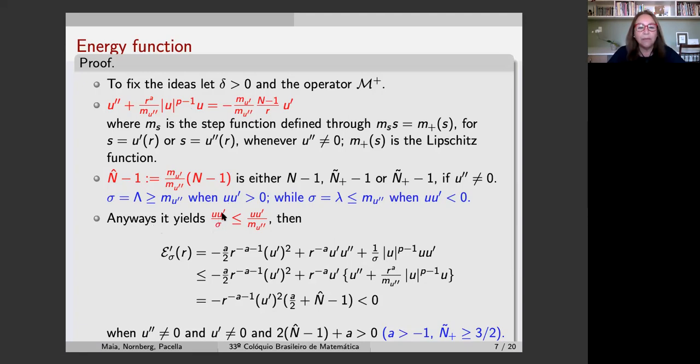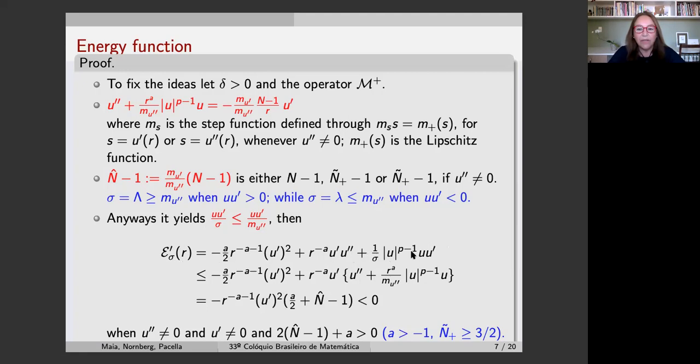u double prime positive, for example, divided by sigma is less than or equal to u double prime positive divided by M of u double prime, or for the negative case, we have the same. So we stick to this inequality in order to prove the monotonicity of the energy function. Let's take the derivative of the energy function in sigma. It's this expression, just take the derivative of its expression, and then we can substitute sigma by this inequality and use it here.